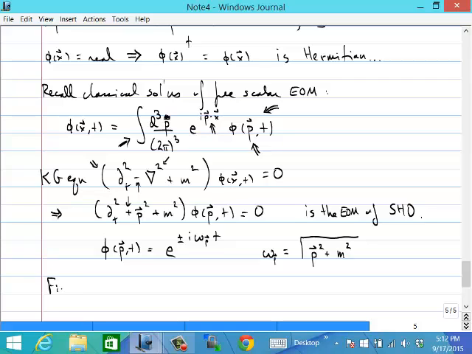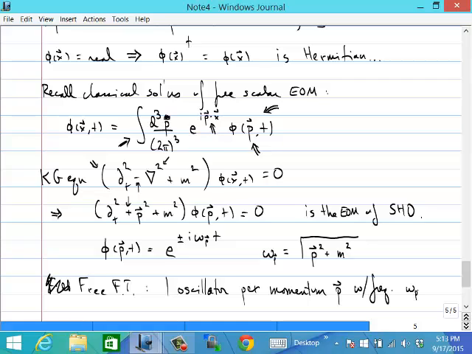So free field theory is one oscillator per momentum mode, and the frequency of the oscillator is omega p.